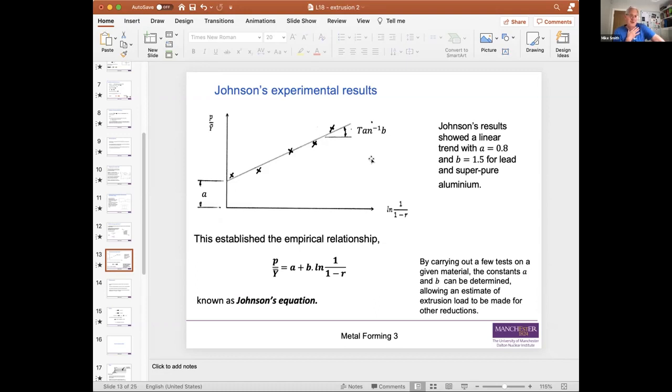So if you were faced with working out what the punch loads for a particular operation were, you might be lucky, you might find there was a textbook or a handbook somewhere that said someone's done the experiments on this grade of steel and this sort of die, and we know what A and B are, which means you can go away and work out quite quickly what your punch forces should be. If you haven't done that, you've got the option of doing experiments yourself to calibrate Johnson's equation, or possibly doing much more sophisticated numerical analysis, which is something that we don't do in this course. Okay, thank you very much.